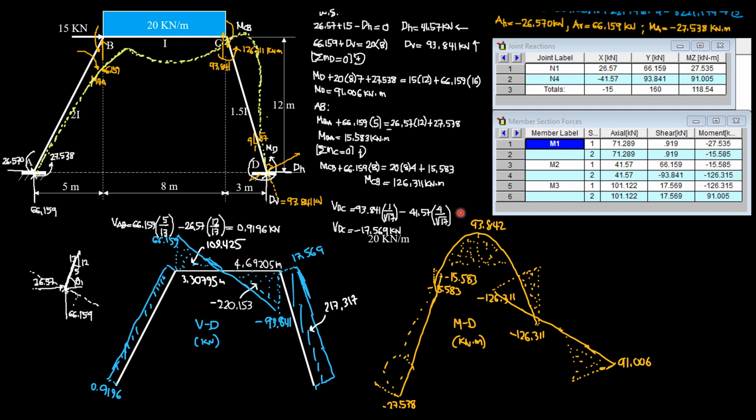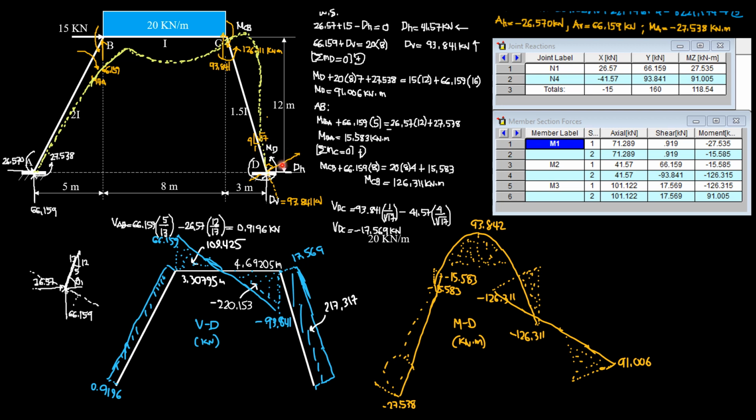So that's fine. And finally, for shear in DC, this is the positive direction for shear. This is the top fiber, positive in that direction. Since there's no other load on this member, whatever is the result here for shear, it is equal to the shear at C, but opposite in direction.